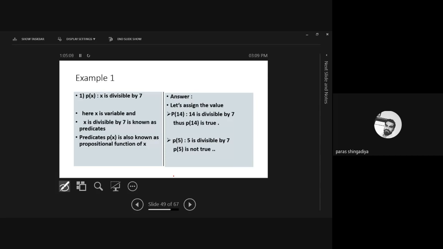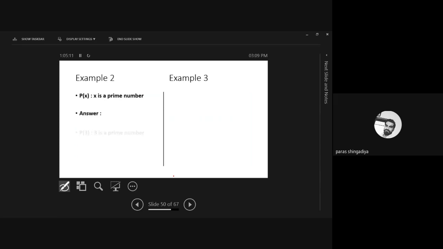Okay, let's check one more example. P of x: x is a prime number. So consider such x which is mathematically a prime number, so it is a true value, and consider such x which is not a prime. Mathematically it is not a prime, so it is a false value. So I consider one prime value, 3.